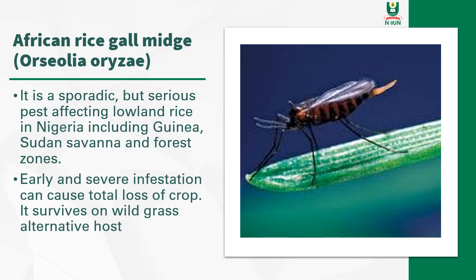Another pest which is worthy of note here is the African rice gall midge, and it is a sporadic but serious pest affecting lowland rice in Nigeria. The early and severe manifestation can cause total loss of the crop, and it also survives on wild grass as its alternative host.